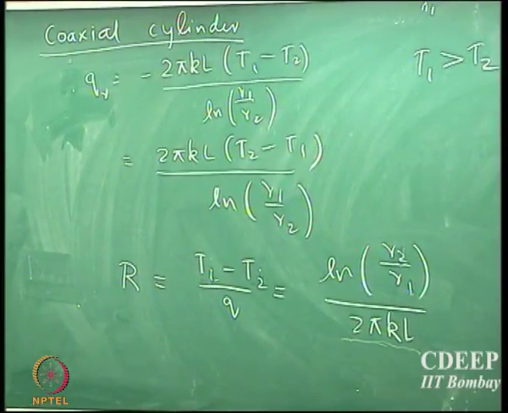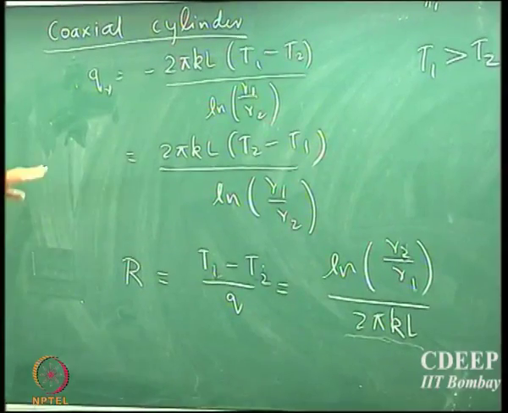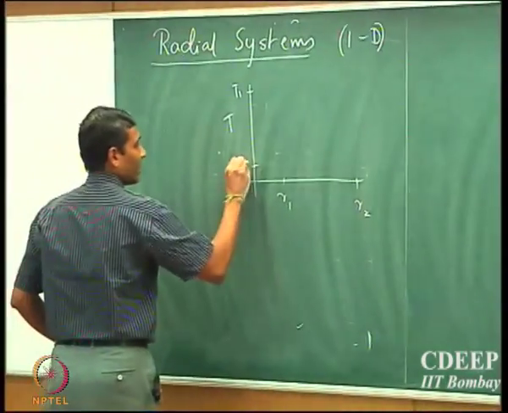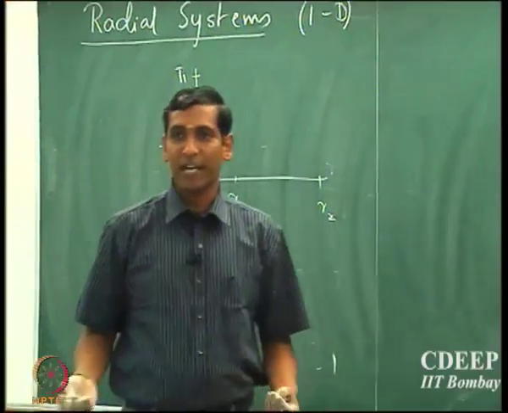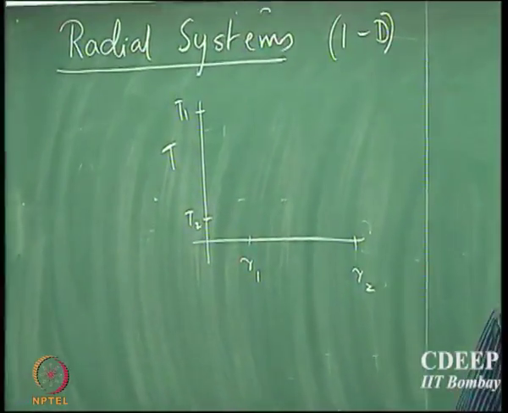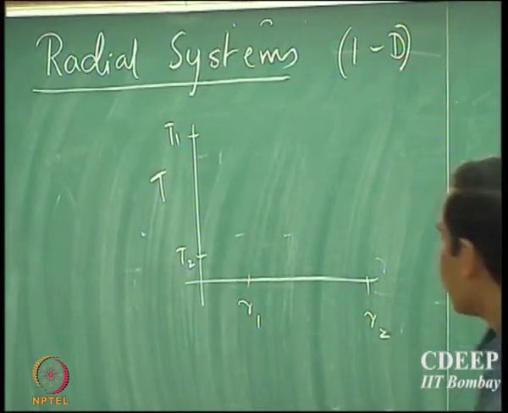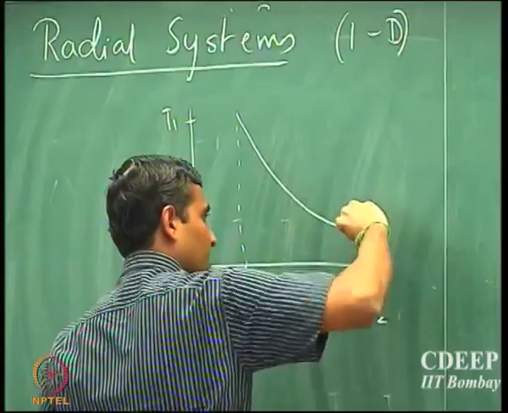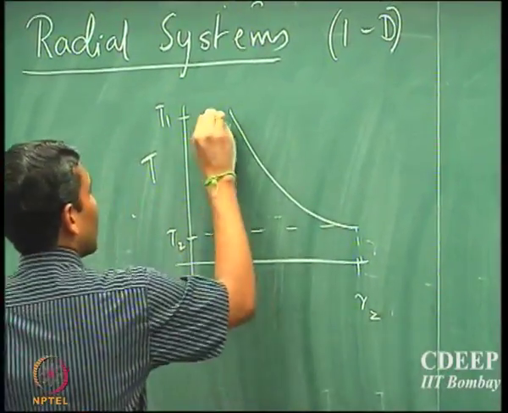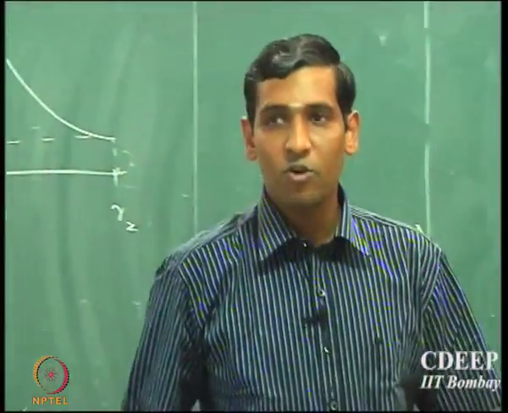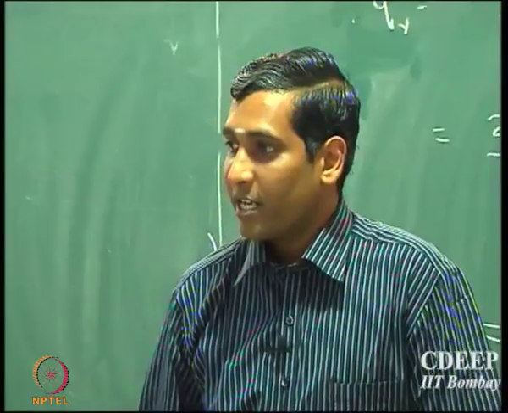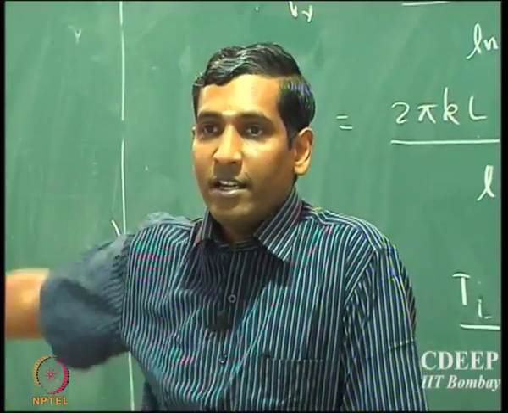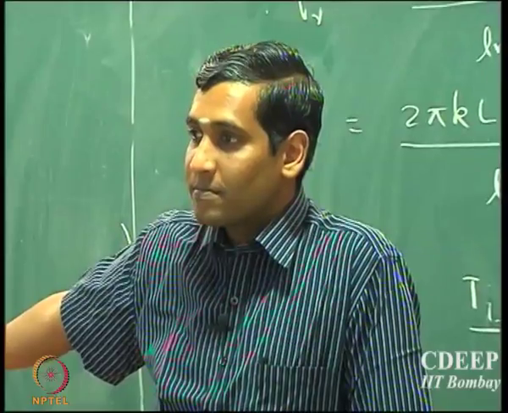Okay, so now what will be the temperature profile? If I say T1 is greater than T2, so it is T1 and T2. What will be the temperature profile? It will be a logarithmically decreasing function. So it is quite easy to read it out. Unlike what you got in Cartesian coordinates where the cross sectional area of heat transport was constant and you had a linear profile, here you have a logarithmic profile.